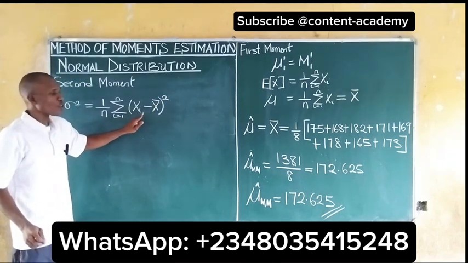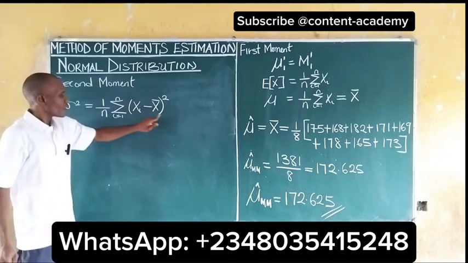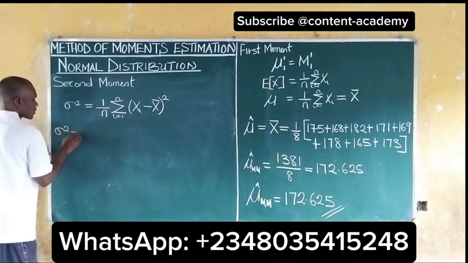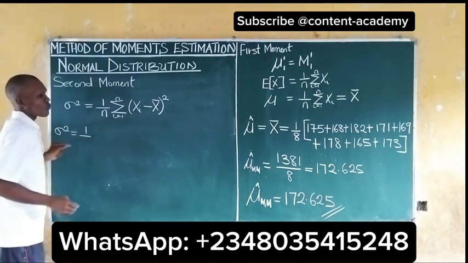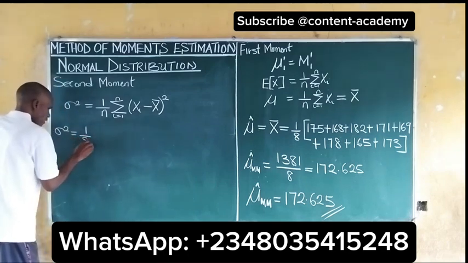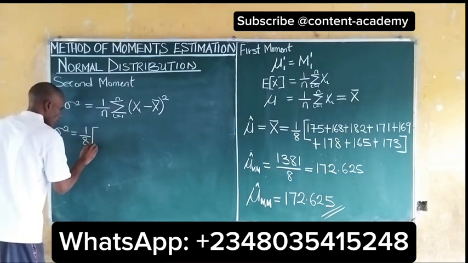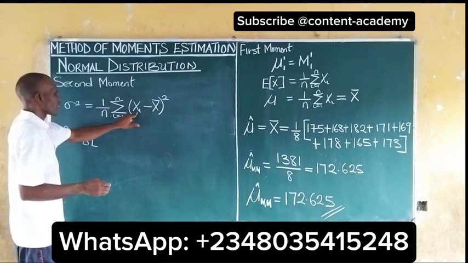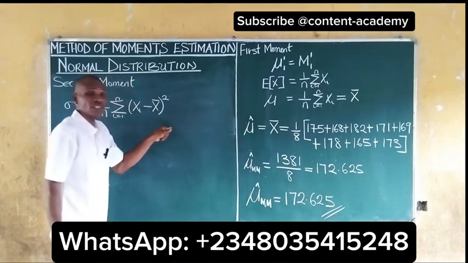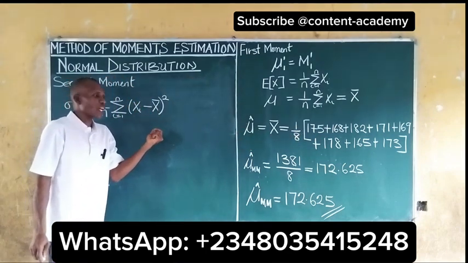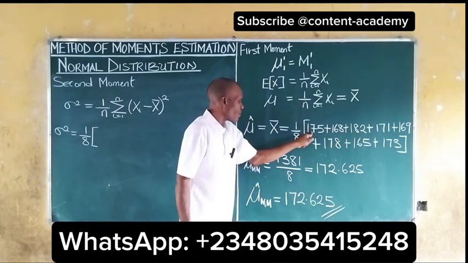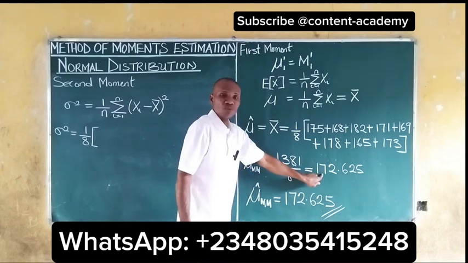The next thing to do is to input all our values into this. To calculate our variance, it will be 1 over 8, since n is 8, into the sum of the squared differences. These xi values are the values that we had initially, that we added here. So we take each of these values and subtract the mean we have.